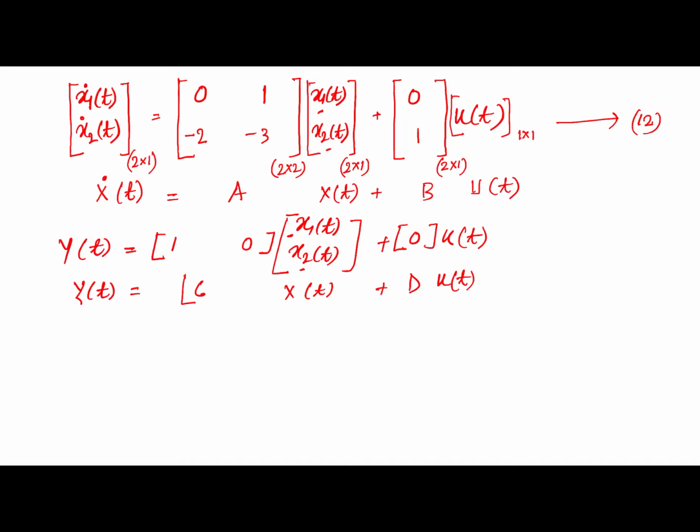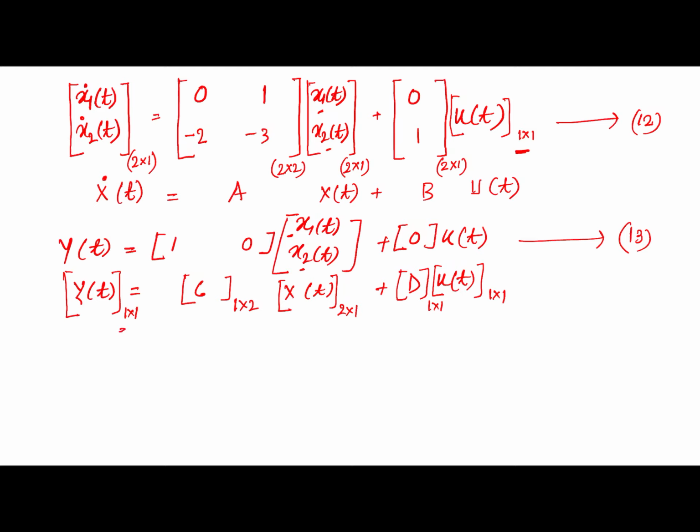So here dimension of C is 1 cross 2, x is 2 cross 1, D is 1 cross 1 and u is 1 cross 1. So the number of input u is 1 and the number of output is also 1. So it is a SISO system.